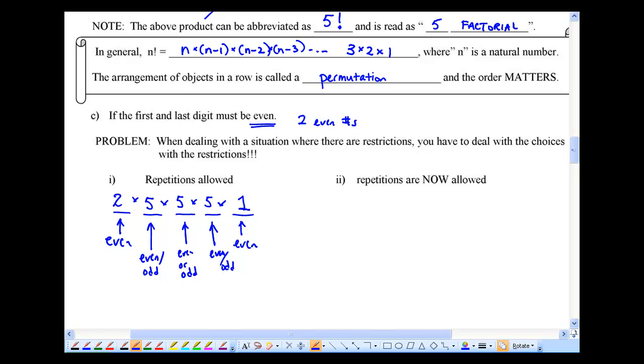How about... Oh, what am I talking about? Mistake. See my mistake? Yeah, this should be 2, right?